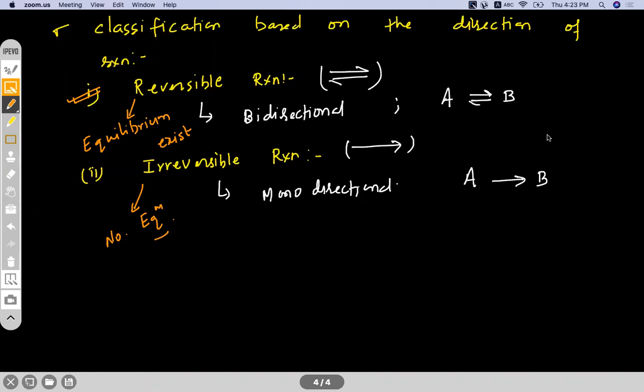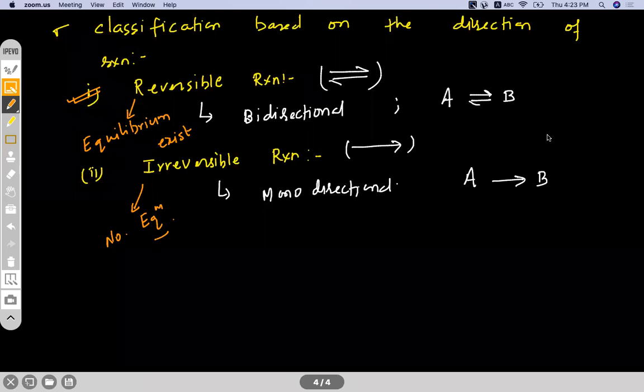Why reversible or irreversible? That depends completely on the reaction conditions. We don't have any control on that. If A gives B and B also has a tendency to revert back into A, then it is a reversible reaction. This tendency depends upon the nature of the molecules plus the conditions of the reaction.